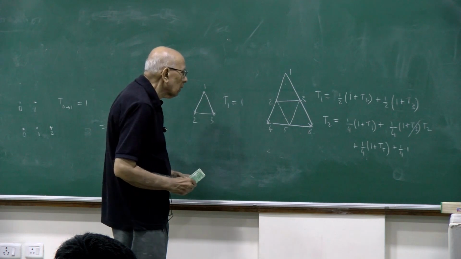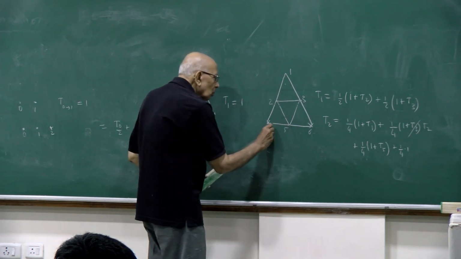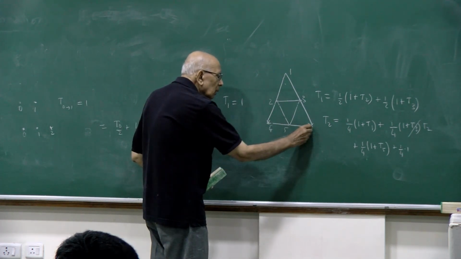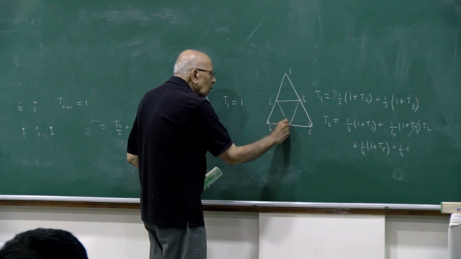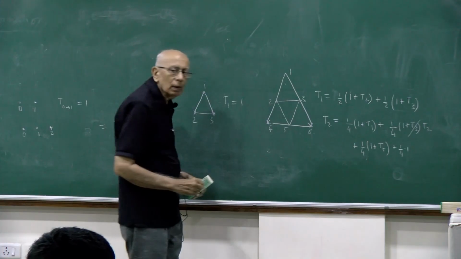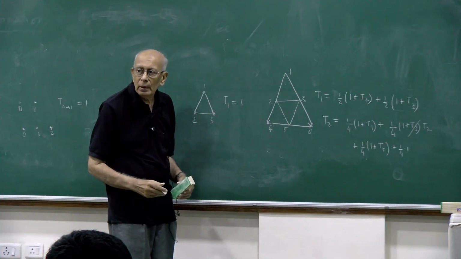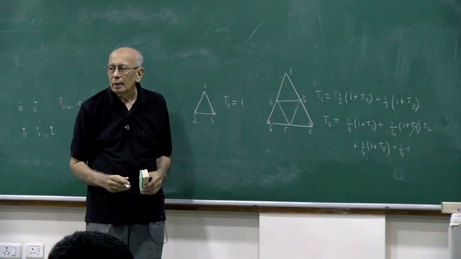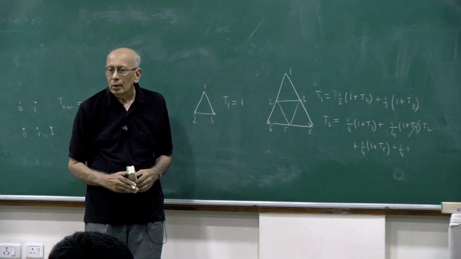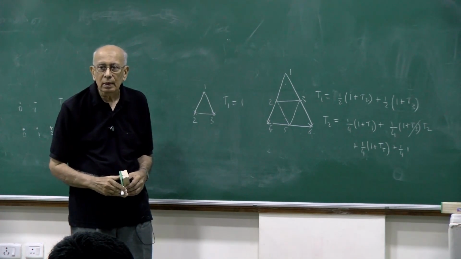T5 is a different story. With probability 1/4 you hit this point, 1/4 you hit this point in one step, and then 1/4, 1 plus T3, 1 plus T2. So you write one more equation and solve for all these for T1. Do that as a homework exercise.